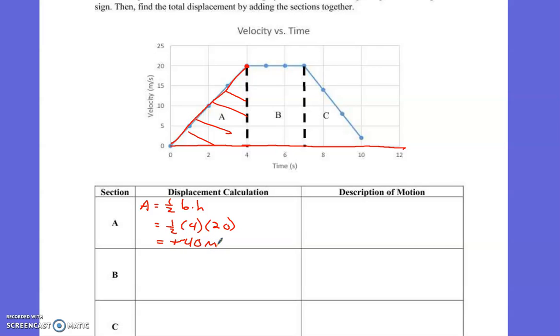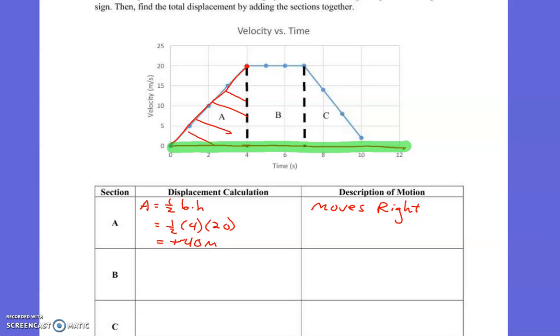It is positive because it is above that horizontal axis, which I will use a highlighter here maybe to make it a bit more exaggerated. Now the description of the motion is that because it is above that horizontal axis, it is moving to the right. And during this section, we are moving positive 40 meters. So we're moving 40 meters to the right.